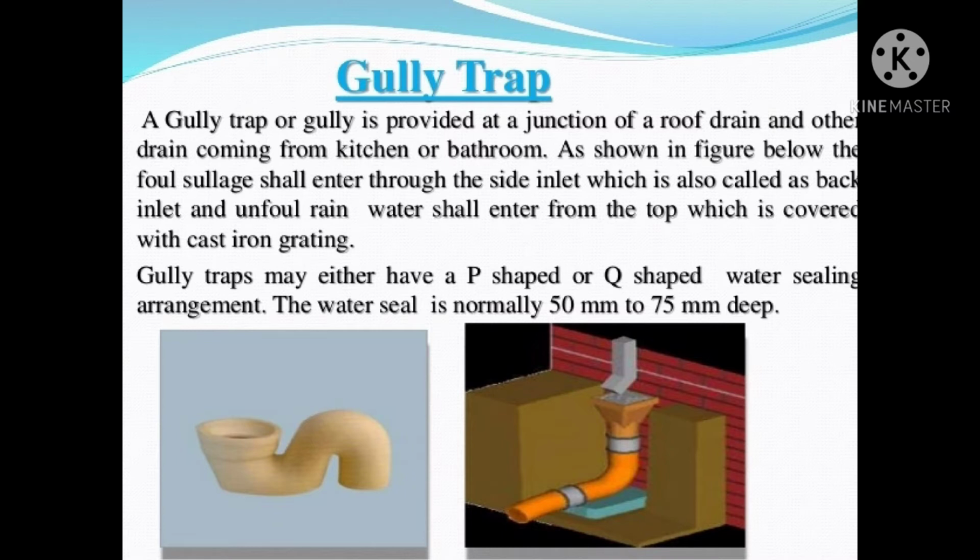Gully traps may either have a P-shaped or Q-shaped water sealing arrangement. The water sealing is normally 50 mm to 75 mm deep.